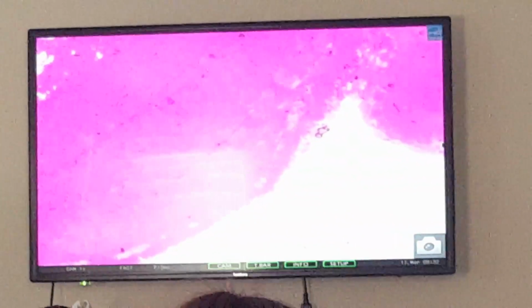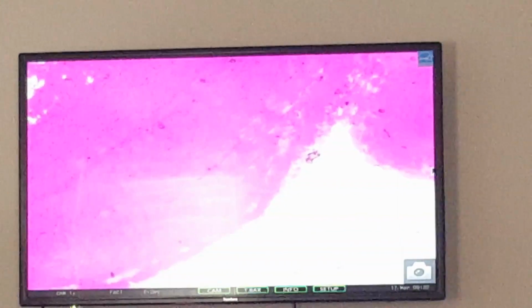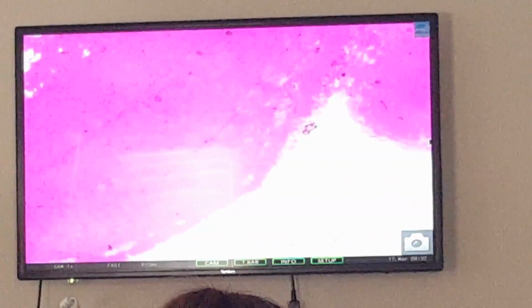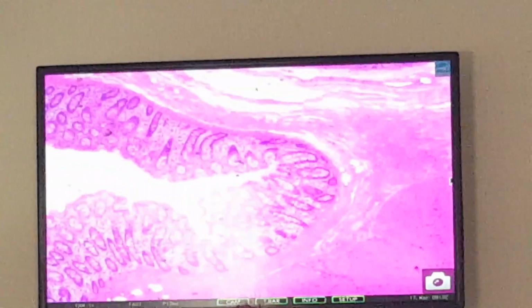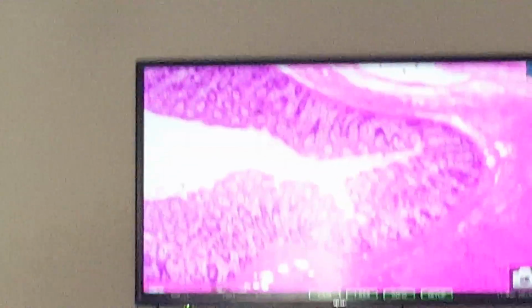Now this just looks like connective tissue without a simple squamous lining, so this is serosa tissue. But just, again, looking at the distinguishing features, I can say this is colon.